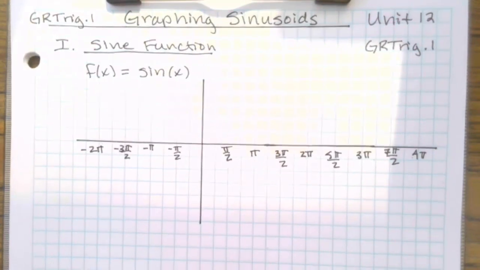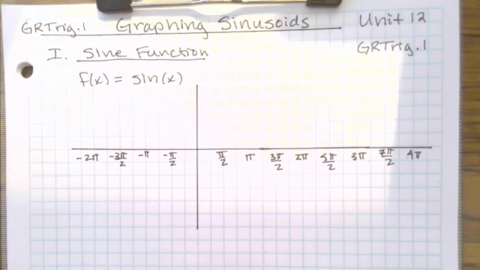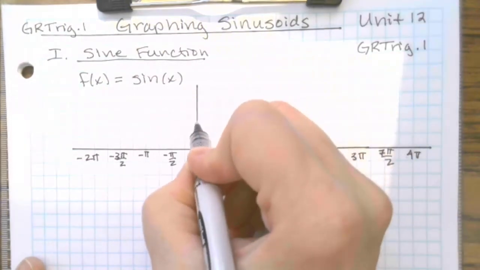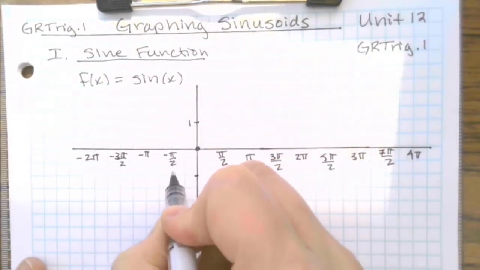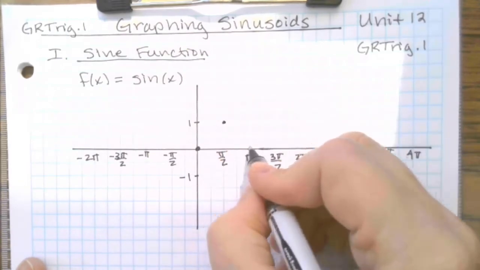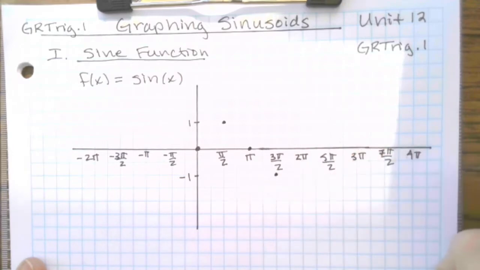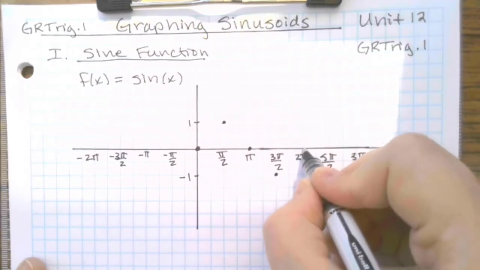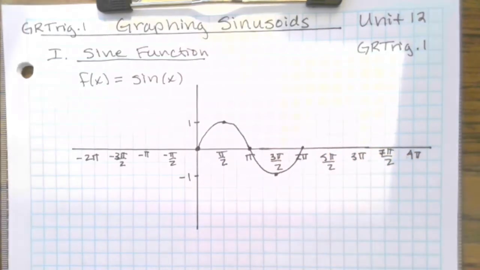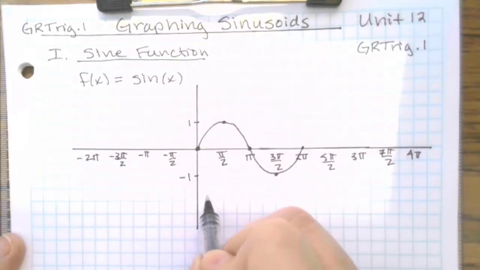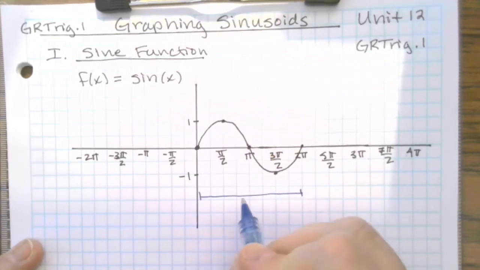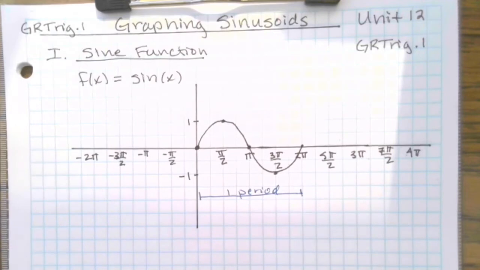Okay, so your memorized sine values are sine of 0 is 0, sine of pi over 2 is 1, and let's go ahead and put a 1 2 spaces up and a negative 1 2 spaces down. Sine of pi is 0, sine of 3 pi over 2 is negative 1, and then 2 pi is back at 0. So this amount of the curve is 1 period. From here to here is 1 period of the function.